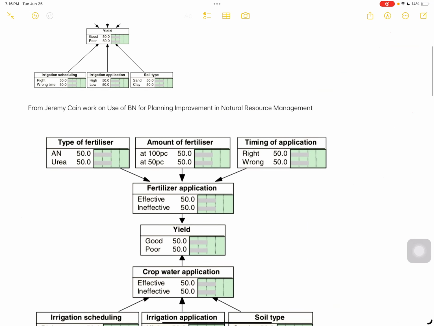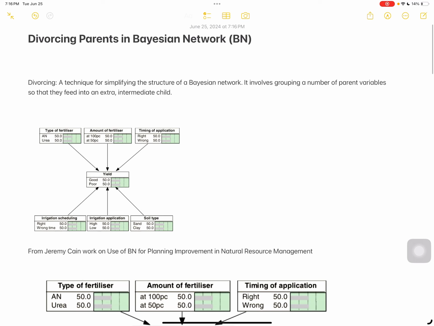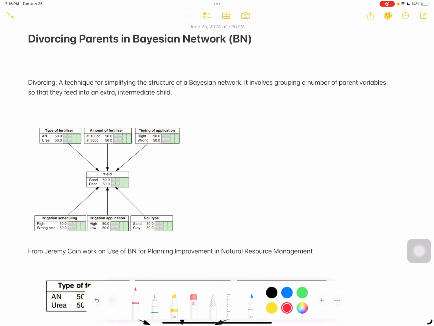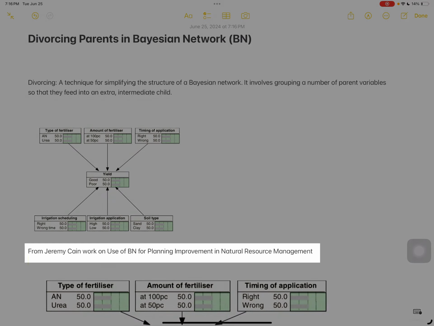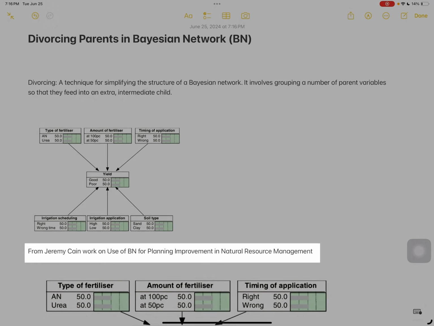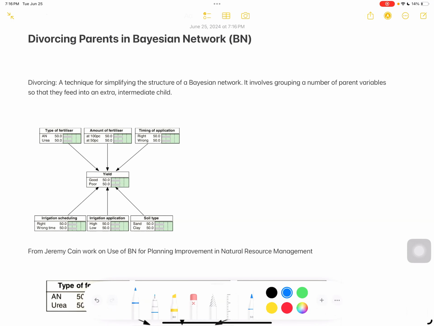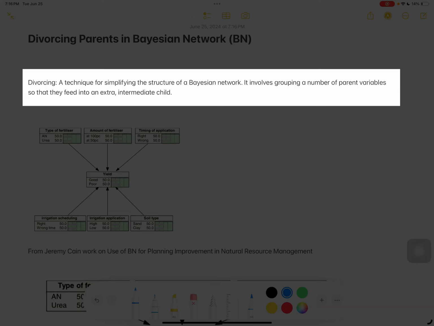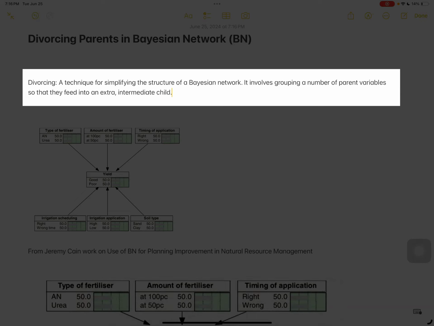This is one of the examples and the definition of divorcing from the literature. This is taken from the Jeremy Kane work on the use of the Bayesian network for planning improvement in natural resource management. The definition says that divorcing is a technique for simplifying the structure of a Bayesian network. It involves grouping a number of parent variables so that they feed into an extra intermediate child.